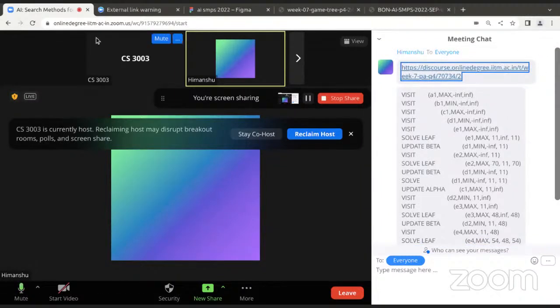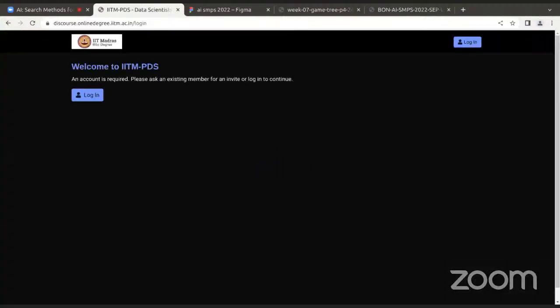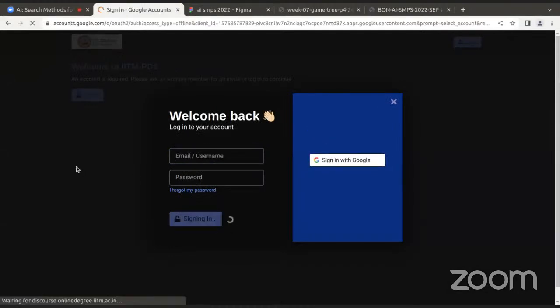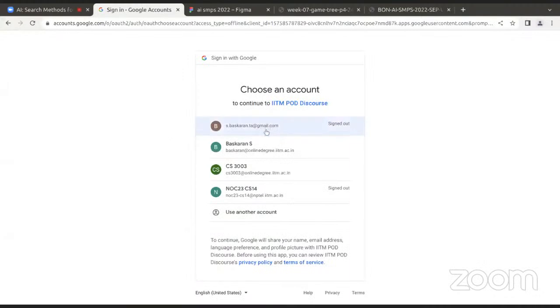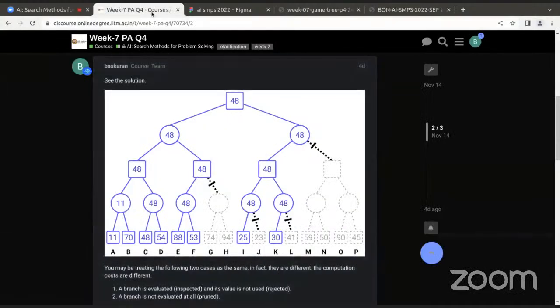This is nice. External link warning. You are leaving soon. Okay. Yeah, it will ask you to log in. Wait, sir. Let me just give you something that will work right now. One minute. Yeah, I'm logged in now.